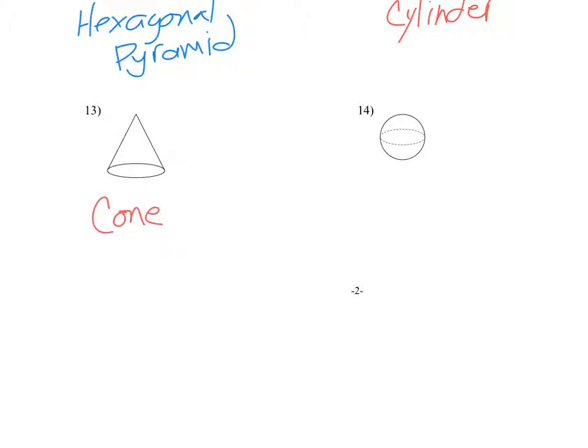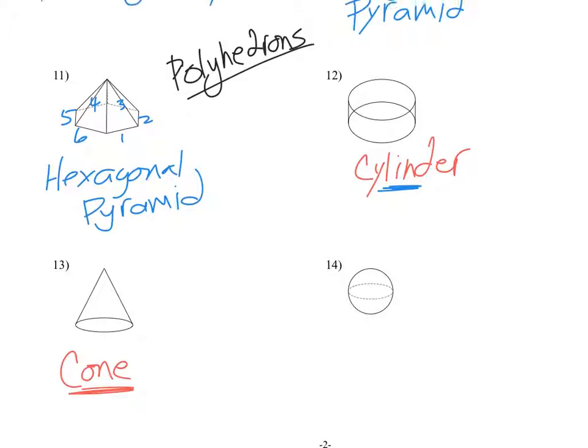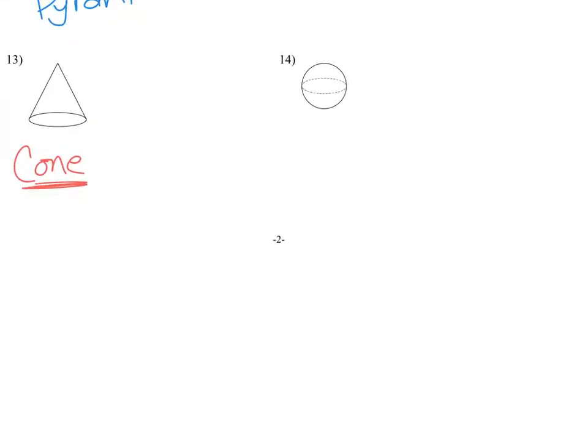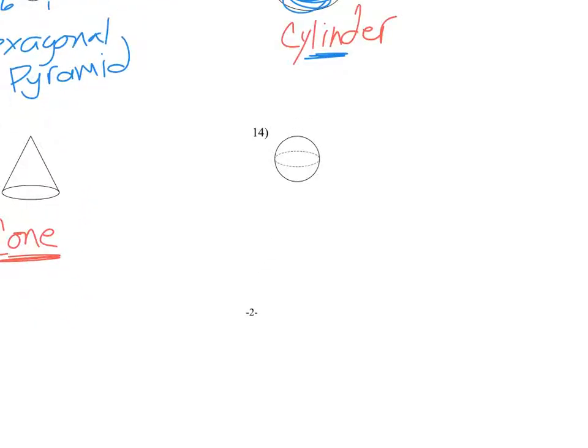Okay, so cones are similar to pyramids. Cylinders are similar to prisms because if I go back, remember a cylinder, it's like a prism in that it has two bases, this circle and then the bottom circle. Okay. Number 14 here, again, we've got a circular shape to it. This is a special one. It's called a sphere. Okay, it looks like a ball. So that's our terminology for these.